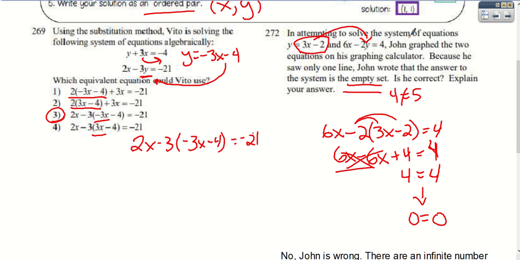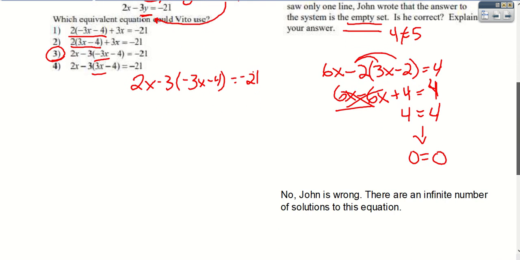This works. So that means this is an infinite number of solutions. So instead of this being no solution, right, there's an infinite number of solutions. So what we would want to do here is just tell the world, John's wrong. There are an infinite number of solutions, not no solution here, okay? All right, let's go to the next page.